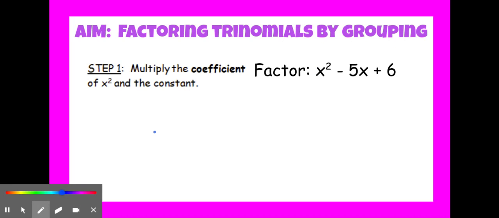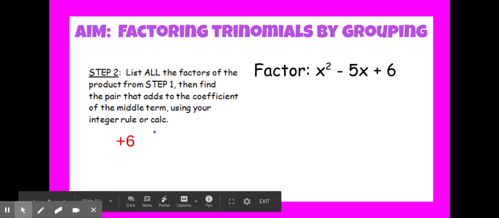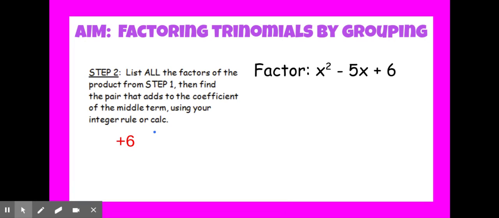So then we go to step 2, and step 2 is just going to tell us to list all the factors of that product that we just got, which is positive 6. And then eventually we're going to add them together to see which one comes up to our middle term. So first we have to get all of our factors. So factors are two numbers that multiply to 6, which would be 1 and 6 and 2 and 3.